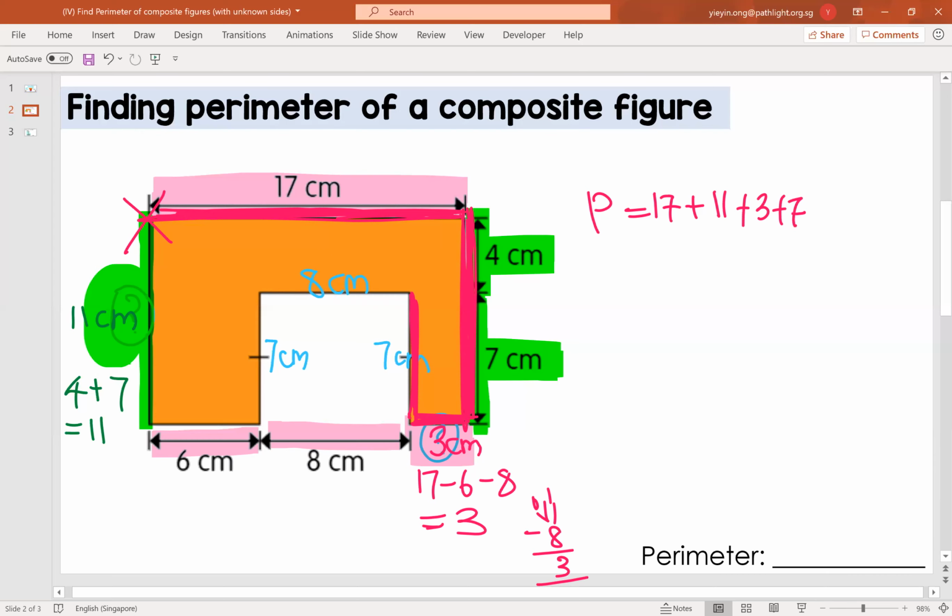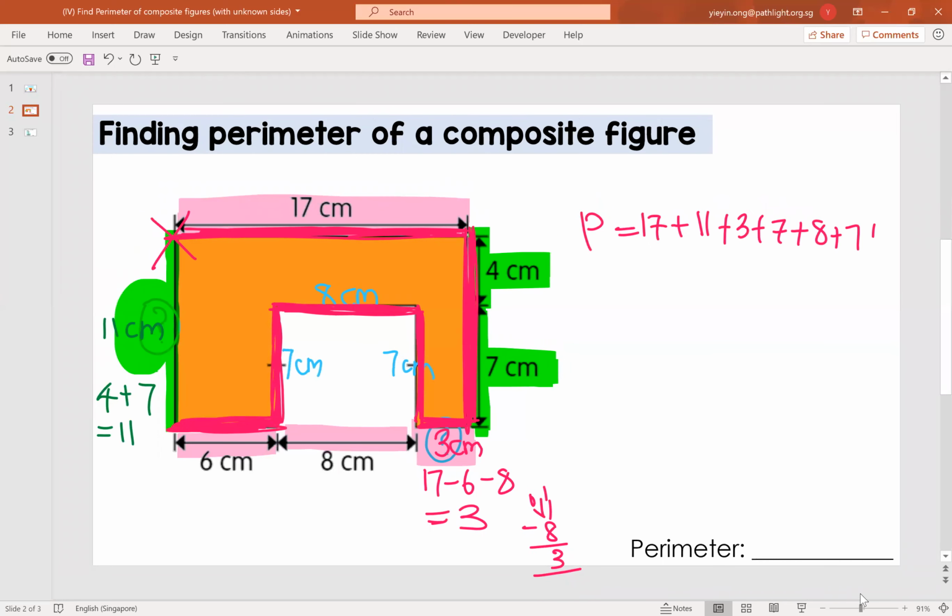Then you walk along the 8 centimeter side, so you plus 8. And then walk down along the 7 centimeter, so plus 7. And along the 6 centimeter side, so you plus 6. And last but not least, you go back to the original starting point and you walk upwards by 11 centimeters. So plus 11.